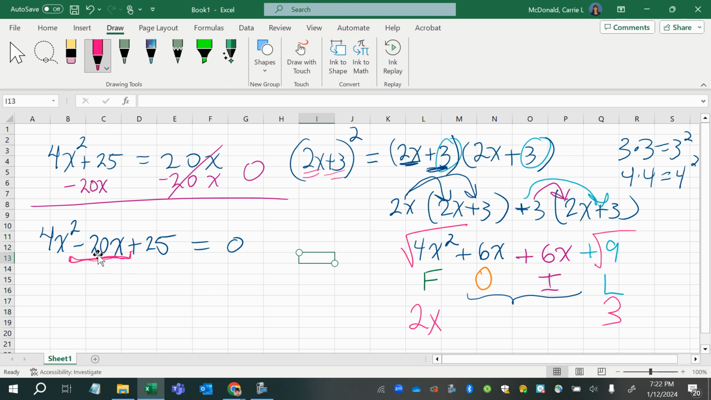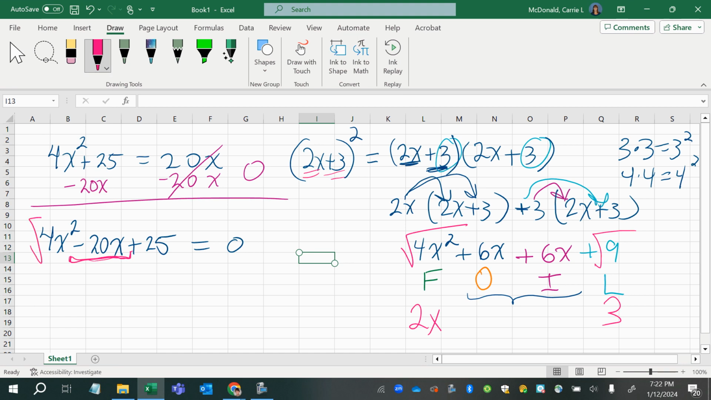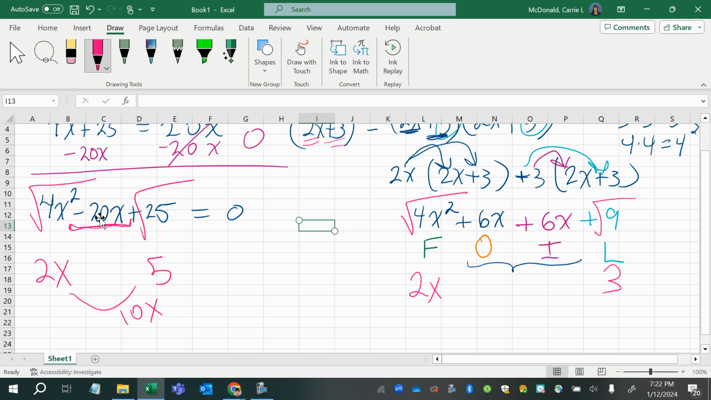Now we do have an even coefficient on our middle term here. Let's divide that by 2 and see what we get. Because we so far have the square root of the first one would be 2x, the square root of the last term would be 5, and then multiplying that together would be 10x, and that, if doubled, would be 20x. So it fits the pattern.